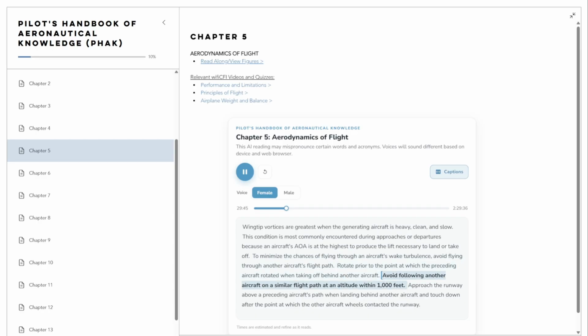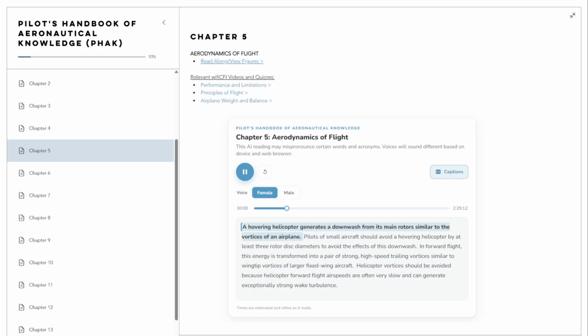Avoid following another aircraft on a similar flight path at an altitude within 1,000 feet. Approach the runway above a preceding aircraft's path when landing behind another aircraft and touch down after the point at which the other aircraft's wheels contacted the runway.